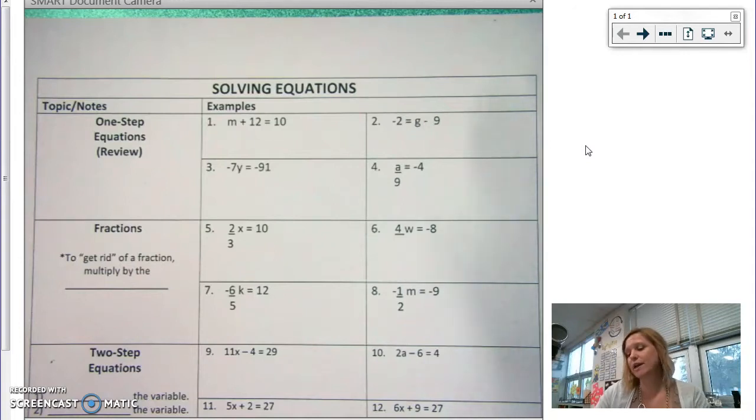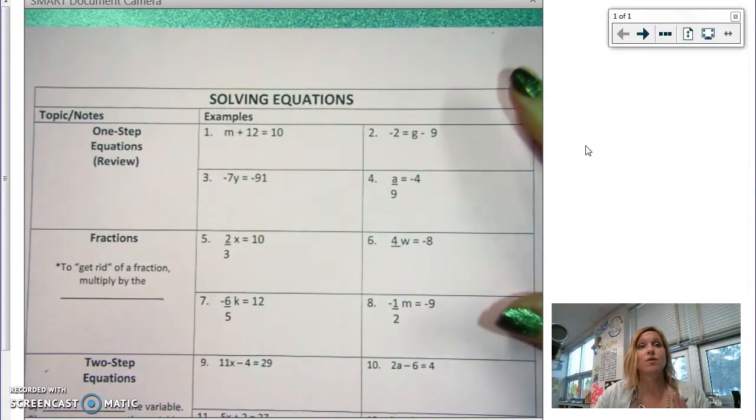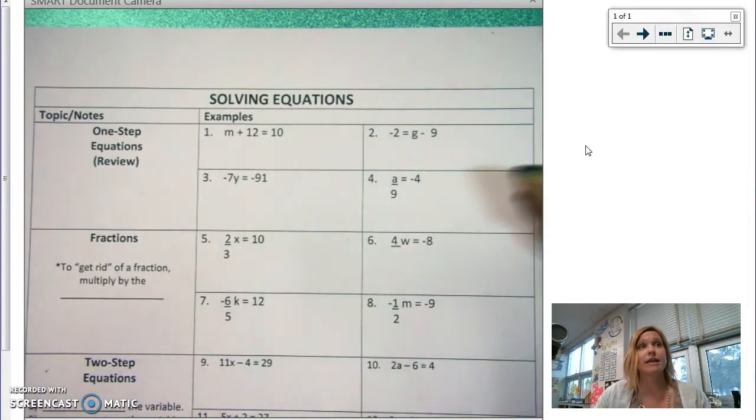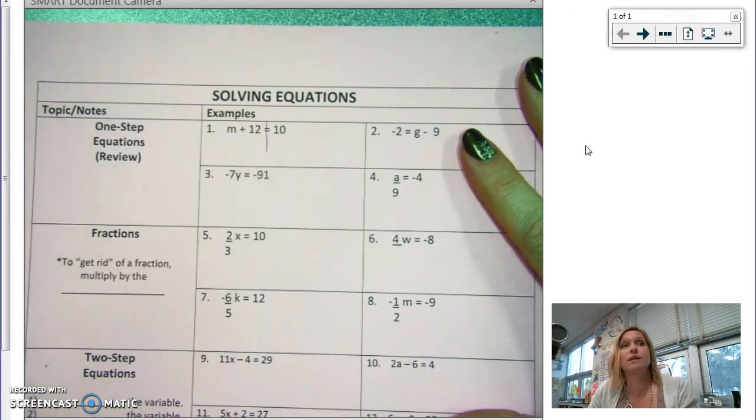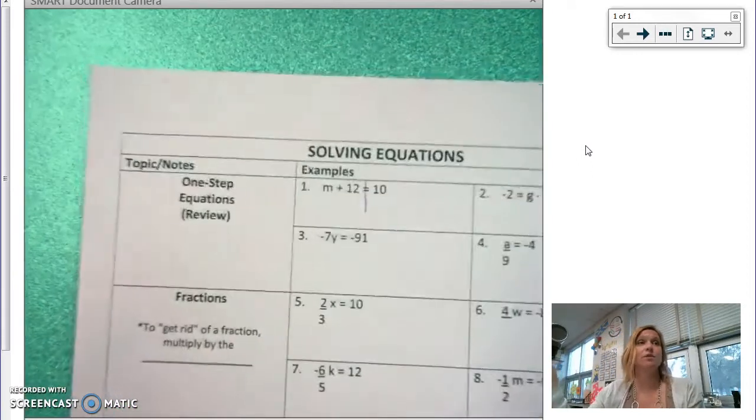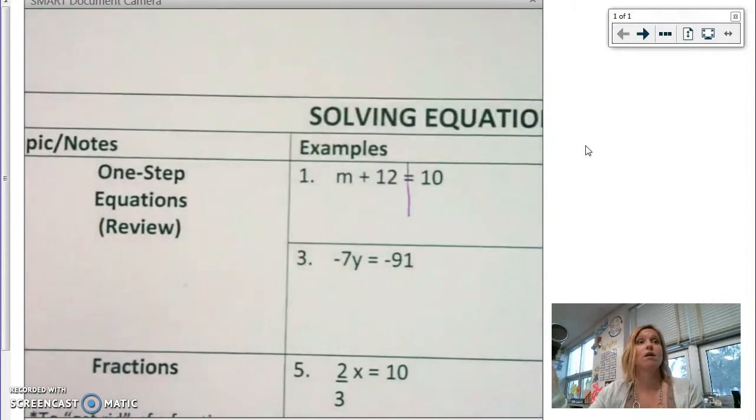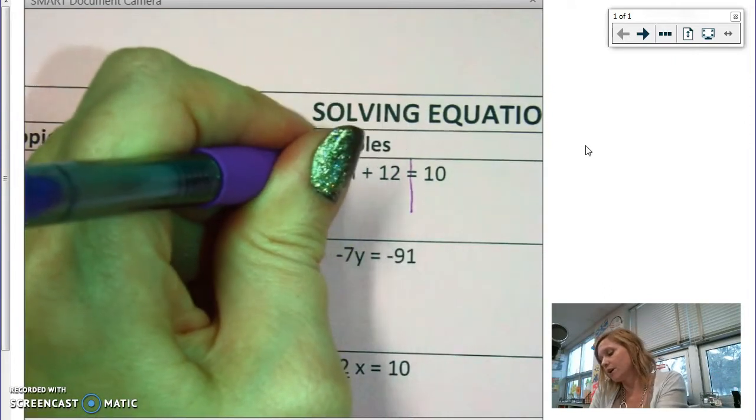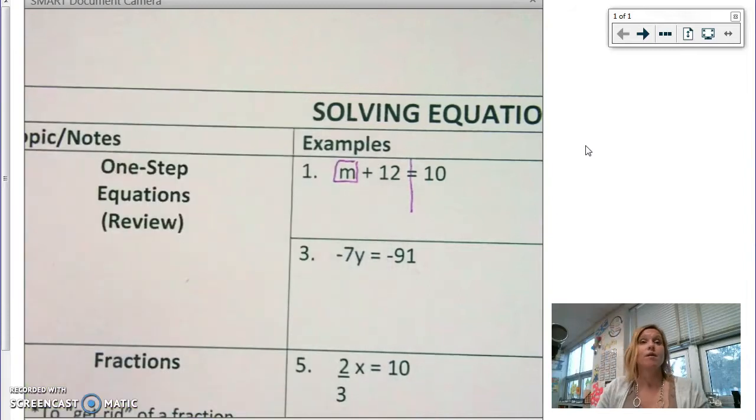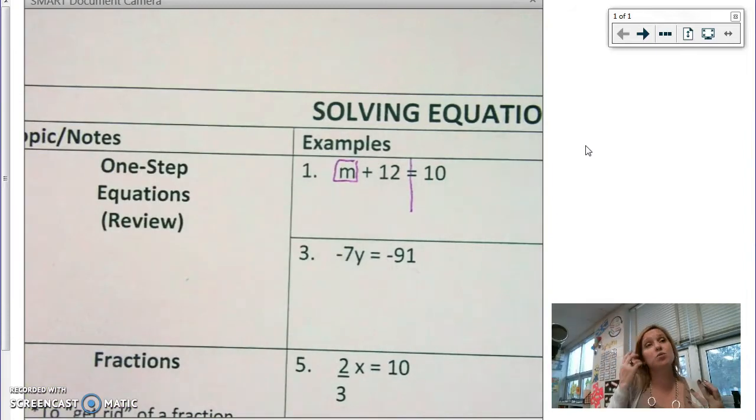All right, so the first part is one-step equations. The main thing you need to keep in mind is I always tell my students to put a line down the equal sign. So we're going to take a look at this problem right here. I always put a line on the equal sign so that we know whatever we do to one side of the equation, we must do to the other. The next thing I also tell my students to do is put a box around the variable. By doing that, you know that that's what you want to isolate. I want to get the m all by itself.